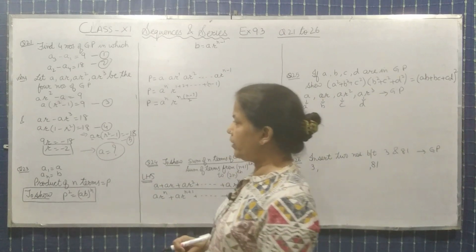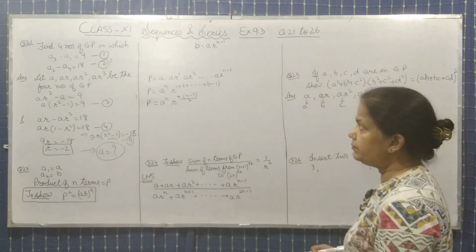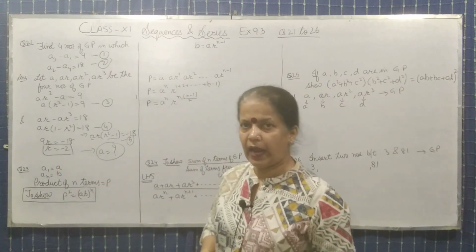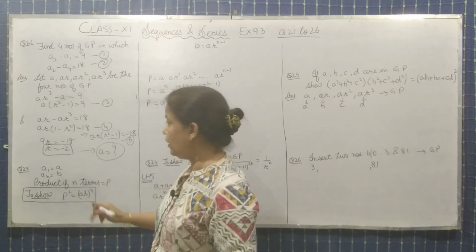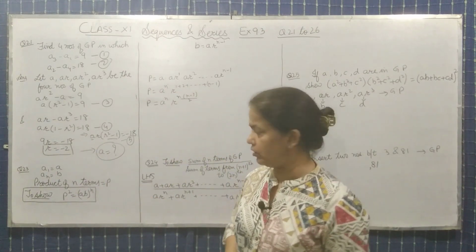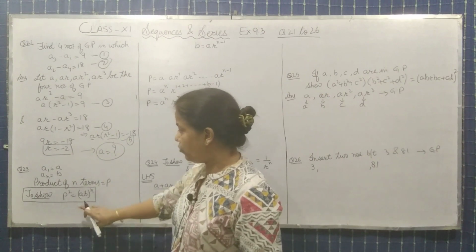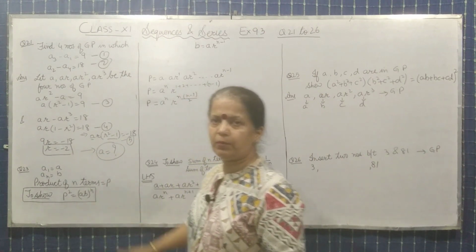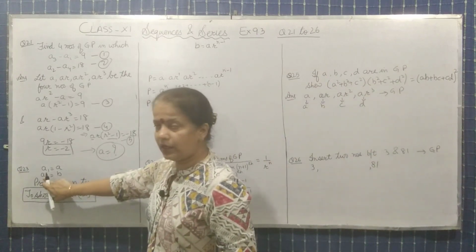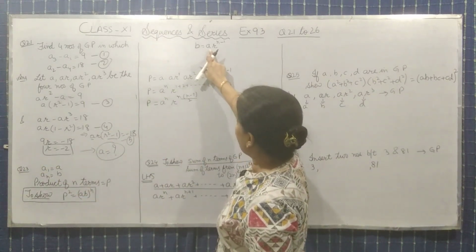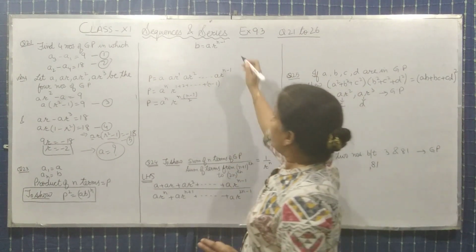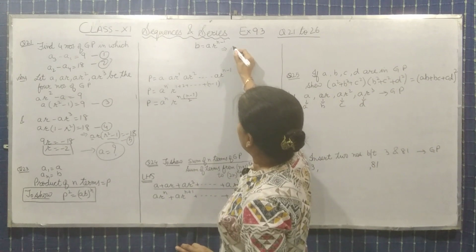In question 23, it is given that first term is A and the nth term is B and product of n terms equal P, and you have to show P square equal (AB) power n. Now since B is the nth term, we can write B as AR power n minus 1, isn't it? Now this part we will do further.